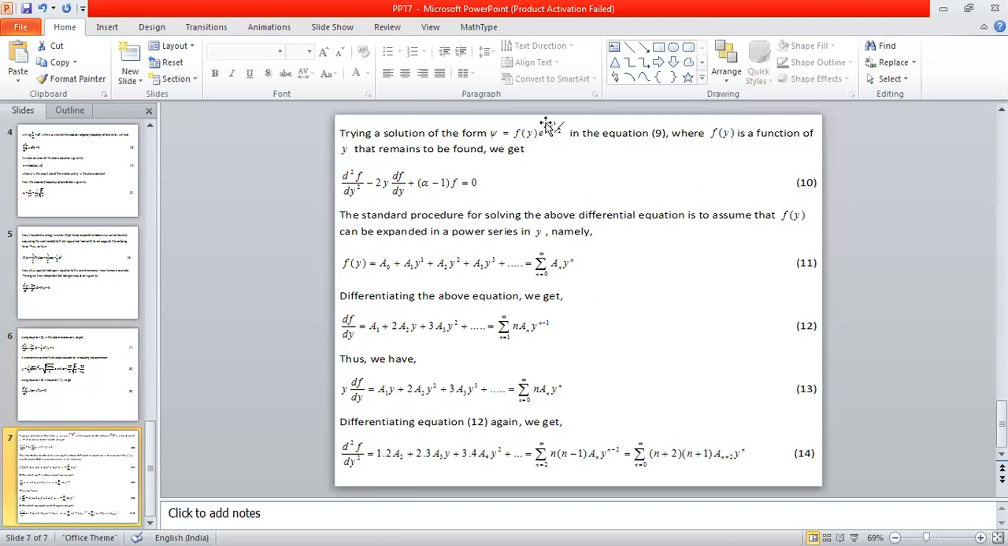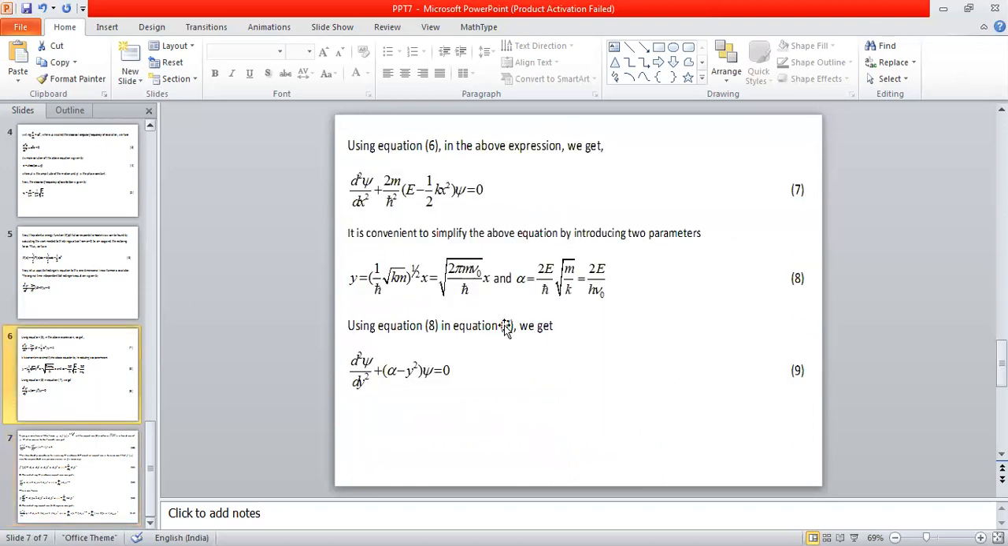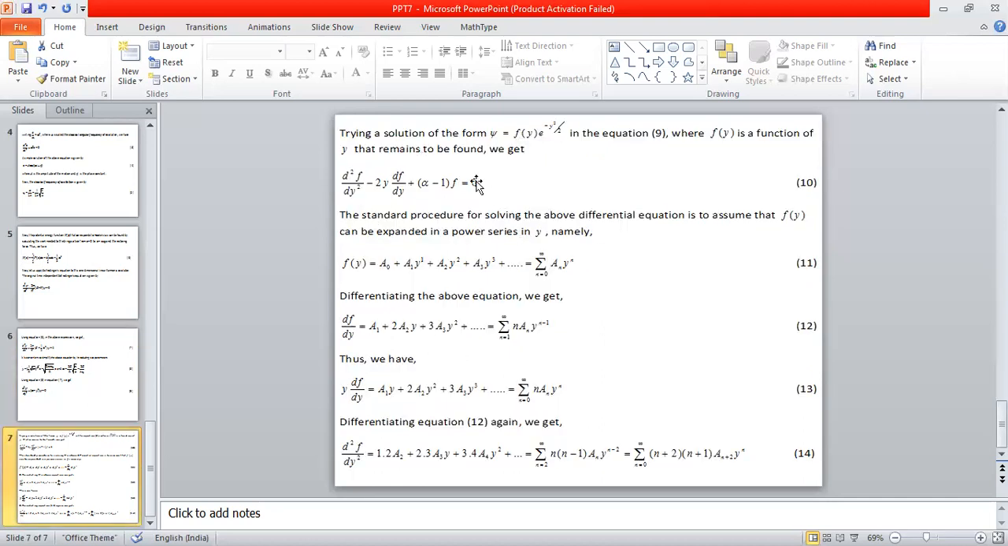After substituting this into equation 9 and simplifying, it is possible to eliminate exponential minus y square by 2, and we obtain an equation of this form: d square f divided by dy square minus 2y df by dy plus (alpha minus 1) times f is equal to 0. So we wanted to find the solution of equation 9, and we reduced that equation into this particular form.